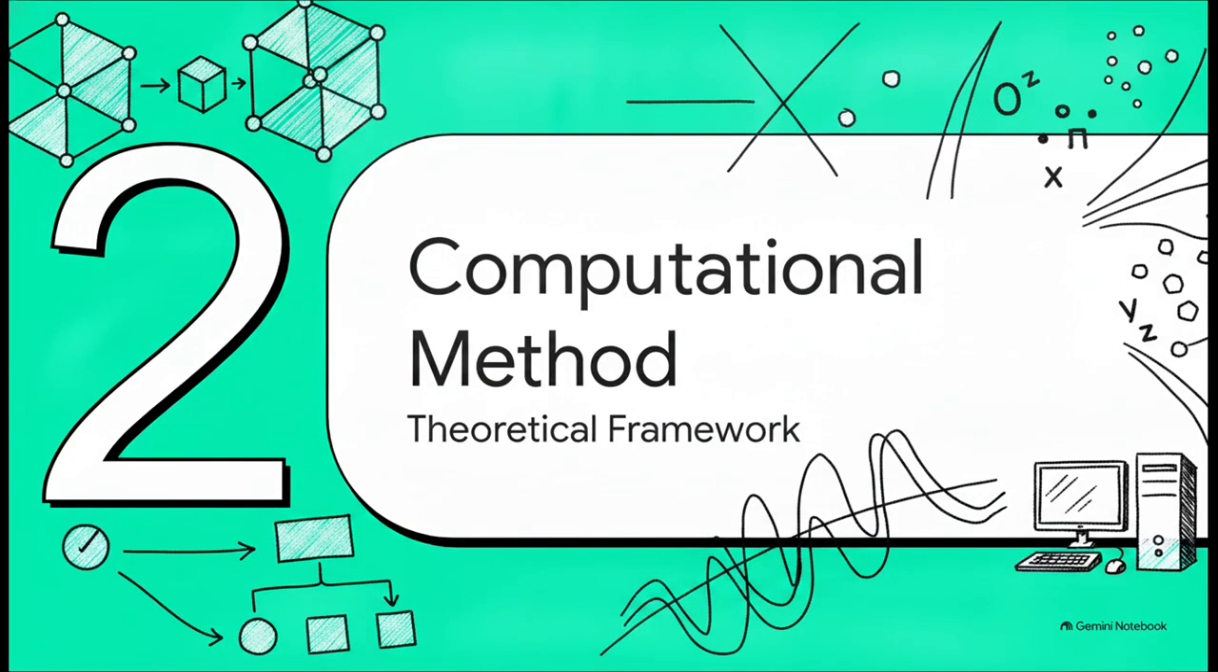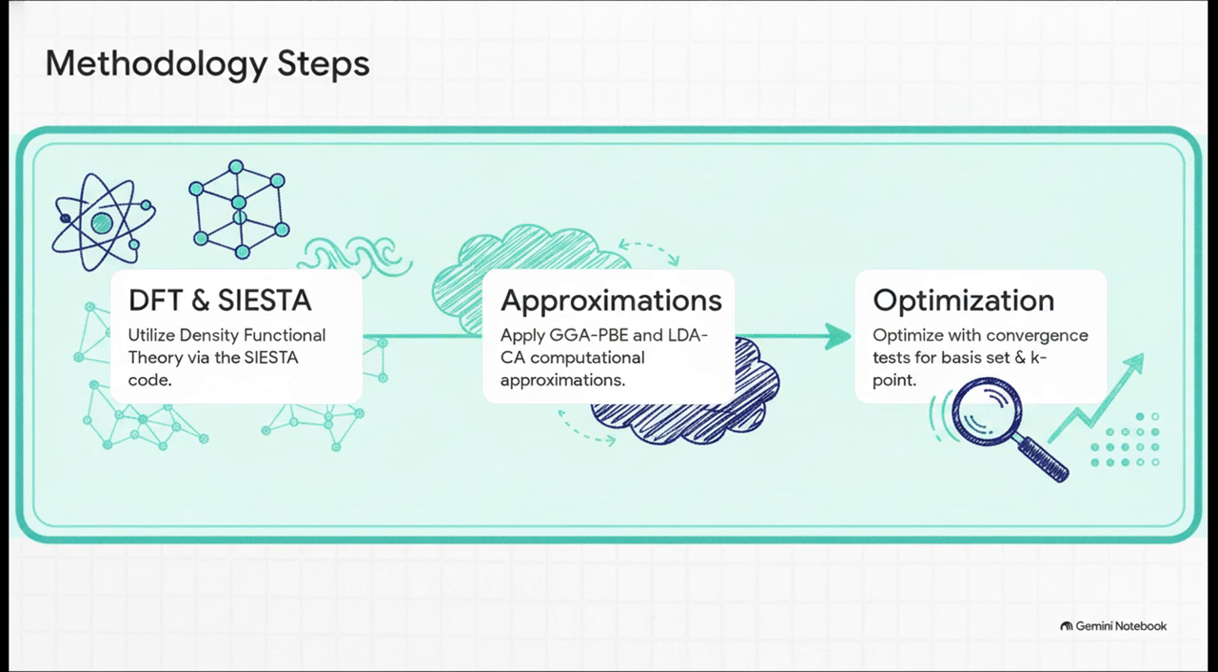Moving on to Section 2, Computational Methodology. For our calculations, we ran everything through the Siesta code, working entirely within the framework of DFT. Now, to make sure our predictions were solid across different mathematical models, we actually employed two distinct computational approximations. We used the generalized gradient approximation with the PBE functional and paired that against the local density approximation using the CA pseudopotential. Comparing these two really lets us cross-verify our results.